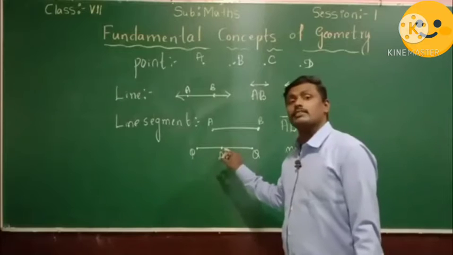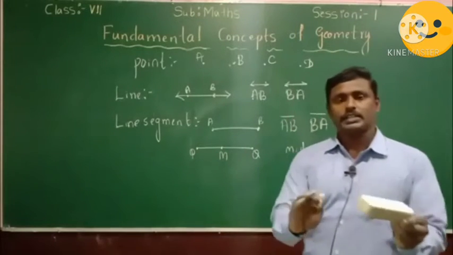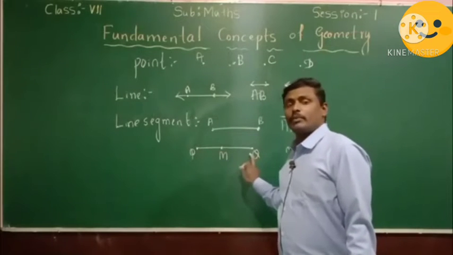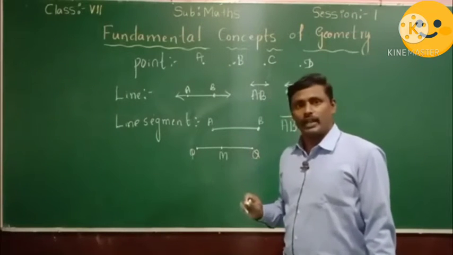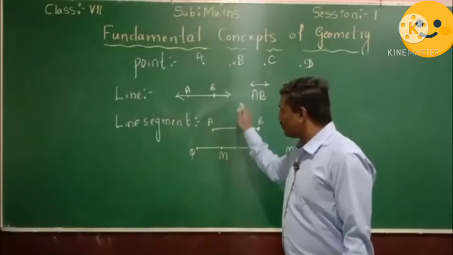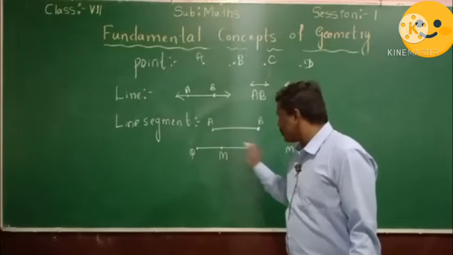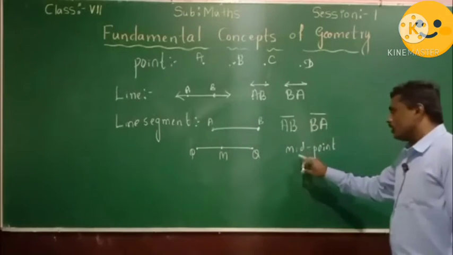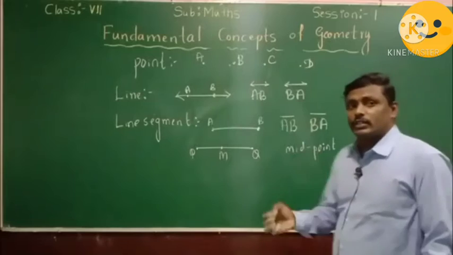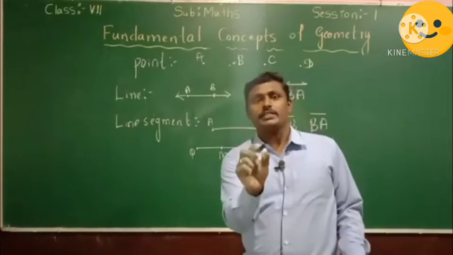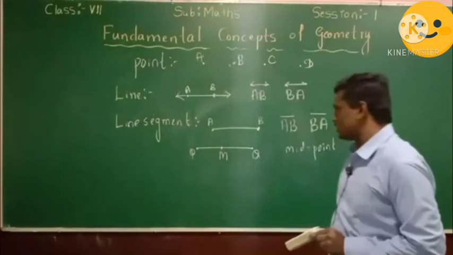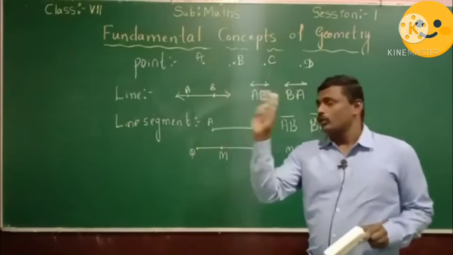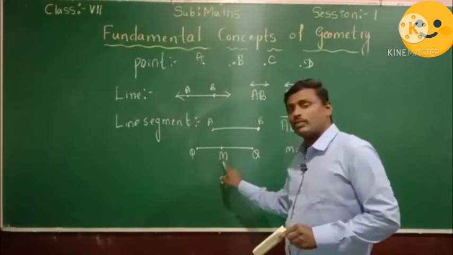Just consider M as a midpoint. By construction, by drawing the perpendicular bisector to the line segment PQ, we get a midpoint, right? When we draw the perpendicular bisectors from these 2 points, we get a midpoint. Midpoint means the point which divides the line segment into 2 equal parts. What are the 2 equal parts here?